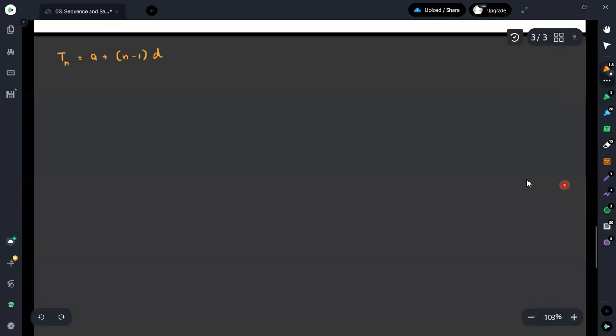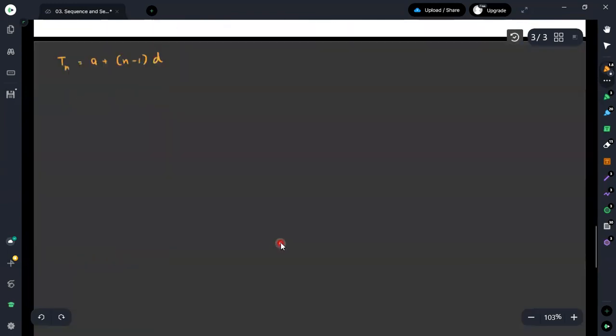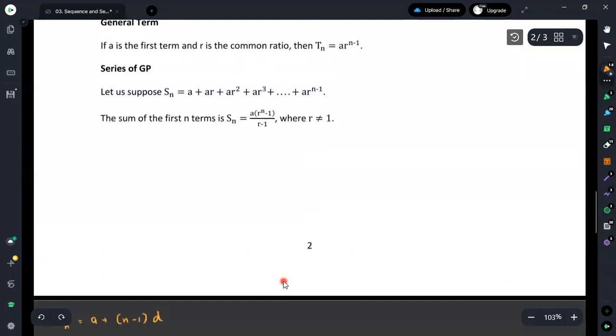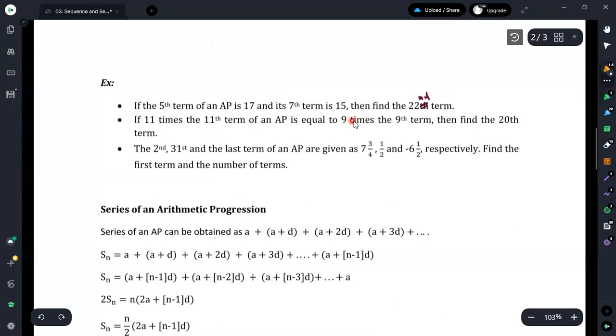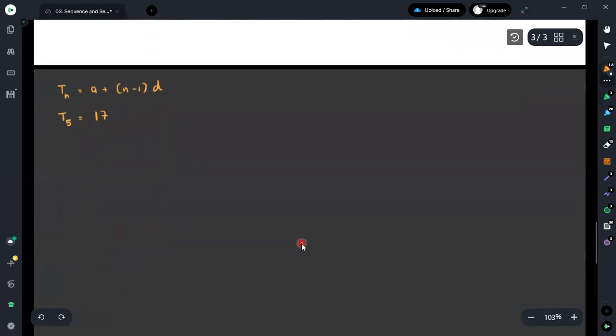Now, we know that the fifth term of the arithmetic progression is 17. Therefore, it is the fifth term, so n equals 5. The fifth term of the arithmetic progression is 17. And then the next thing is, the seventh term is 15. The seventh term is 15. It is T7. T7 is equal to 15, and we are asked to calculate the value of T22.